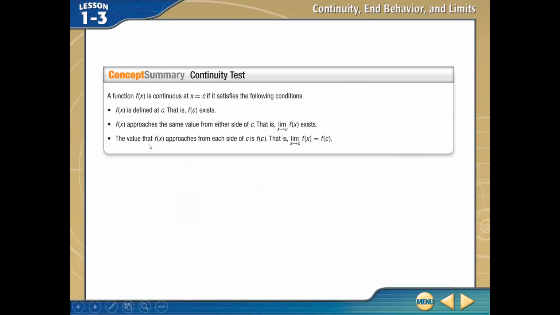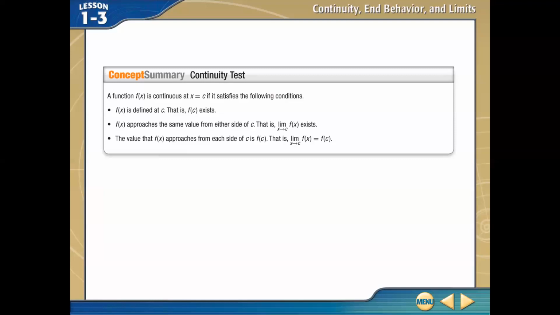And then the value that f of x approaches from each side of C is f of C. That is, the limit as x approaches C of f of x is equal to f of C. More or less, the third condition is based upon these first two. If f of C exists, and as we approach it from the left and from the right, we should get f of C, for our value of L. And that is your continuity test.